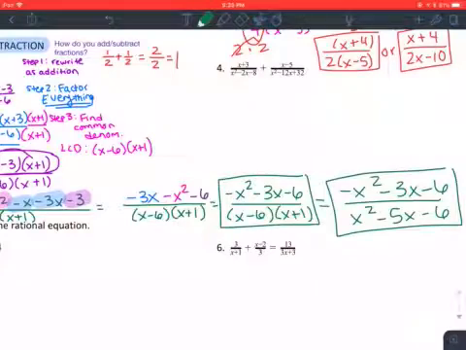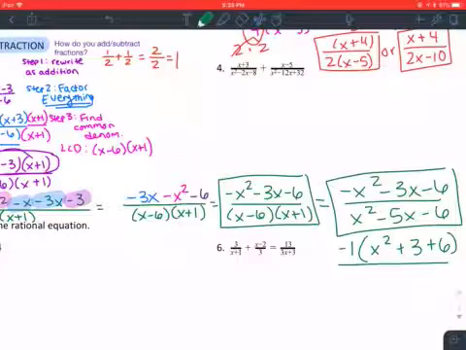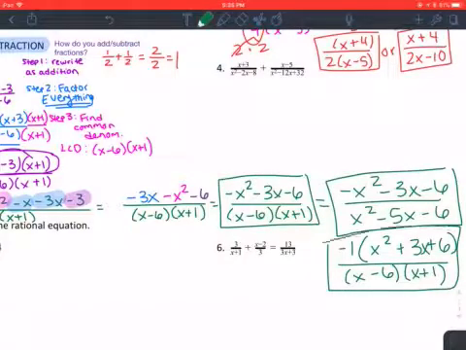You also may have factored out your negative 1 on your numerator, which is fine as well. But if you went to try to factor this quadratic, there's no factors that multiply to 6 and add up to 3, so you'd be done at that point. Any of these are acceptable answers.